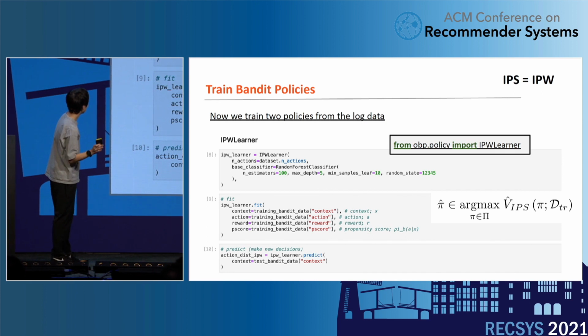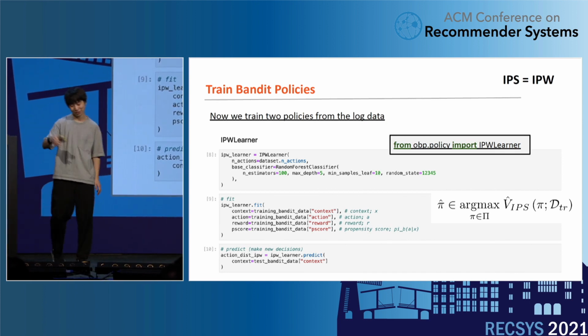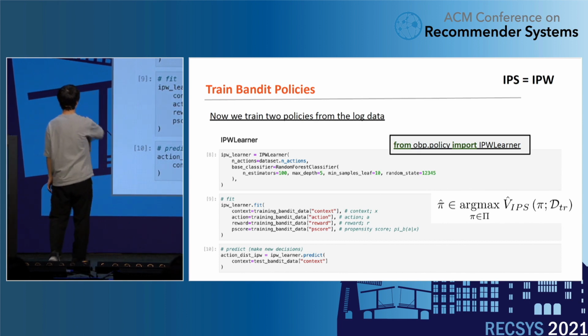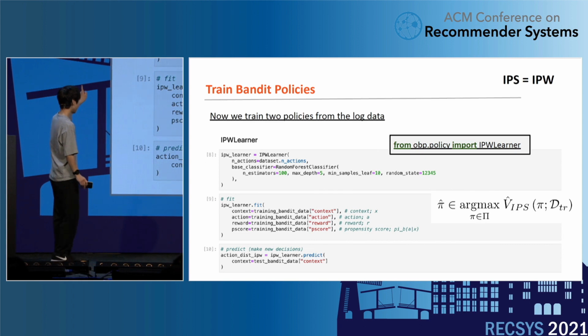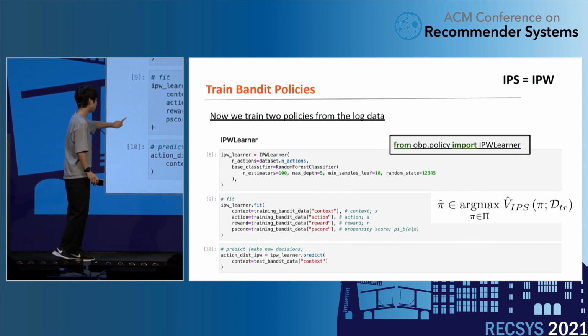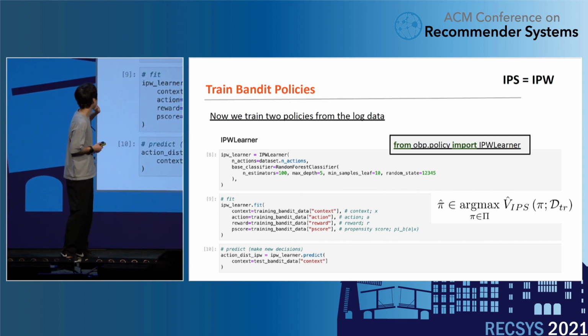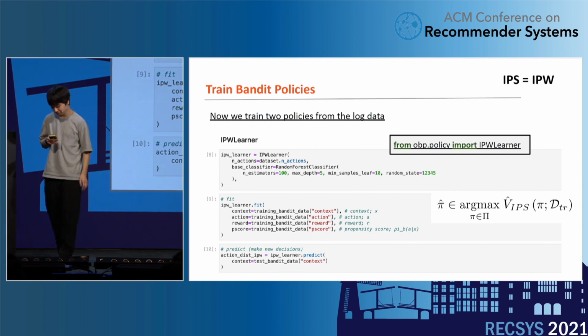I'm now choosing the random forest classifier, which is a little bit more complicated than the logistic regression. The rest is exactly the same: just fitting the policy learner to the training data of the Open Bandit Dataset, the real-world bandit dataset, and predicting the new decision making on the test data of the bandit dataset. So that's one of the two new policies.